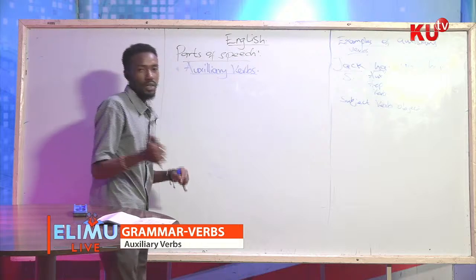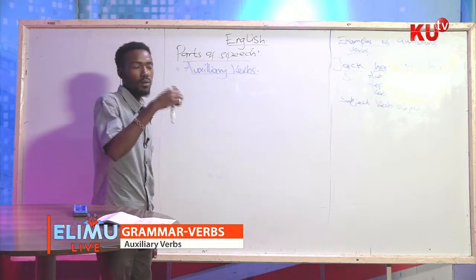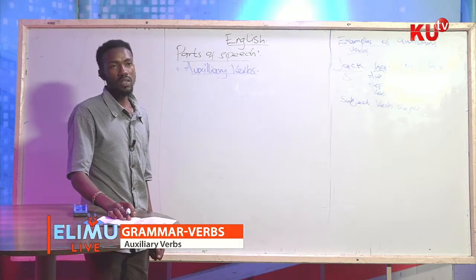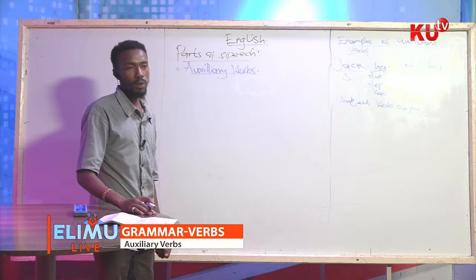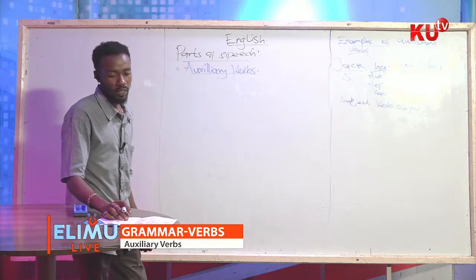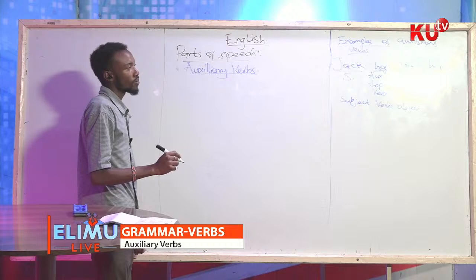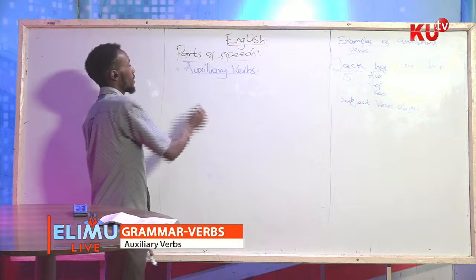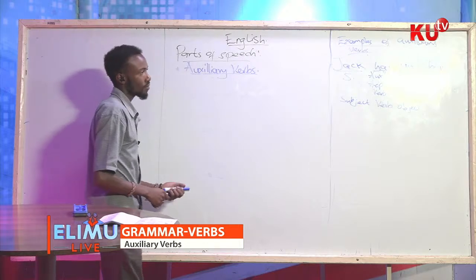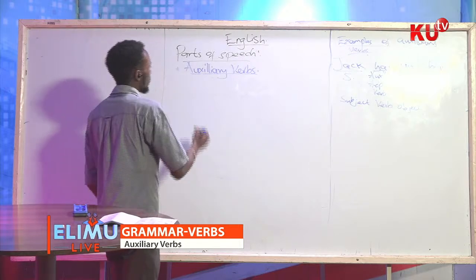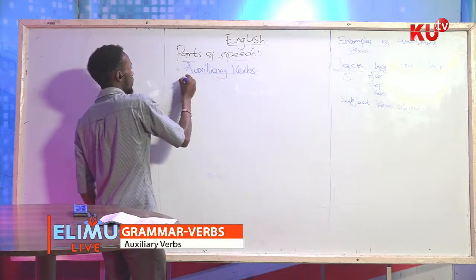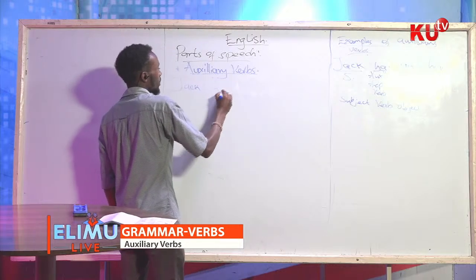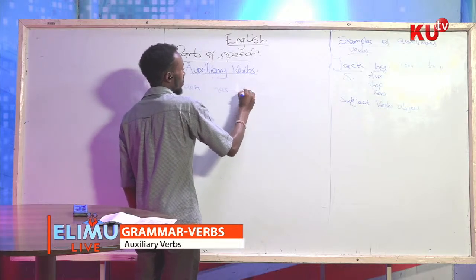So if we can look at another example. We can give as many examples as possible so that we can get to understand exactly what it is we are talking about. Now, we can give another example, an example as simple as this one. Jack has gone home. Now let's look at that sentence. Jack has gone home.